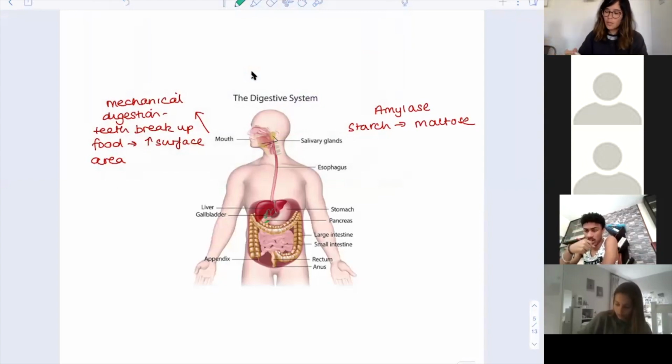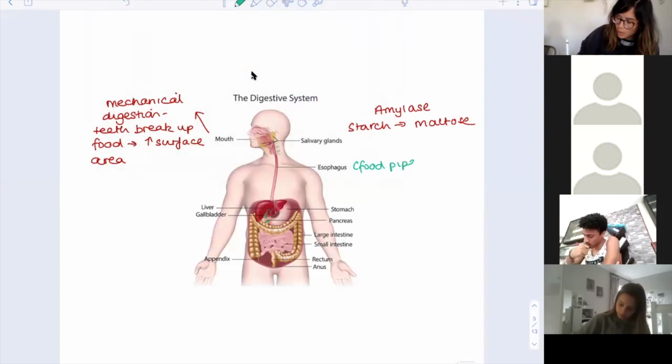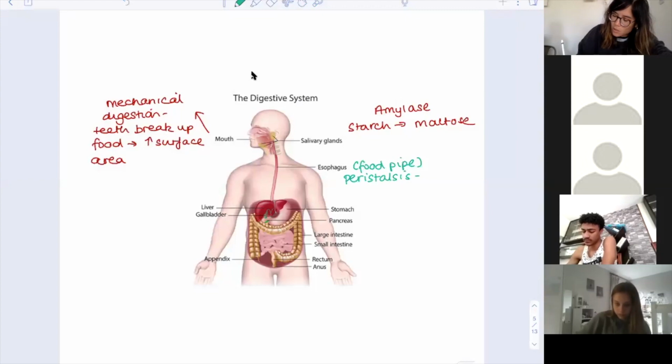Next up, the esophagus, otherwise known as the food pipe. You can spell that with an O, by the way. This is quite an American spelling here. Not much to say here. We can say that the process of peristalsis takes place in the esophagus, which is just the contraction of muscles which help force the food down.